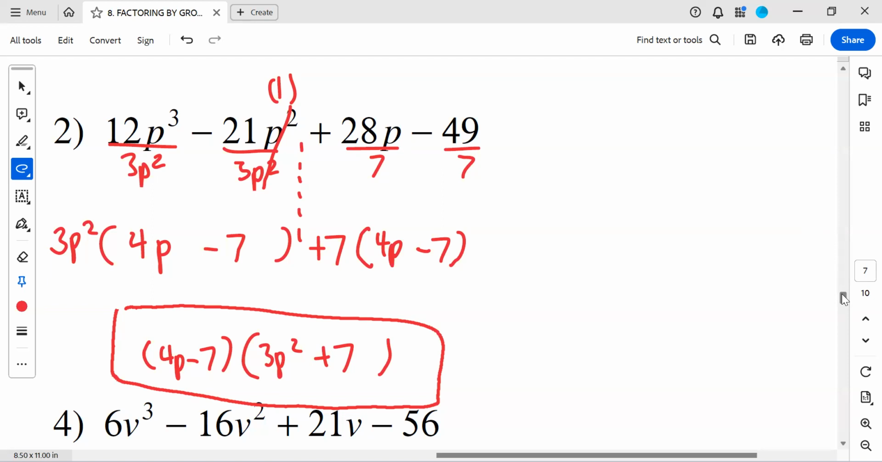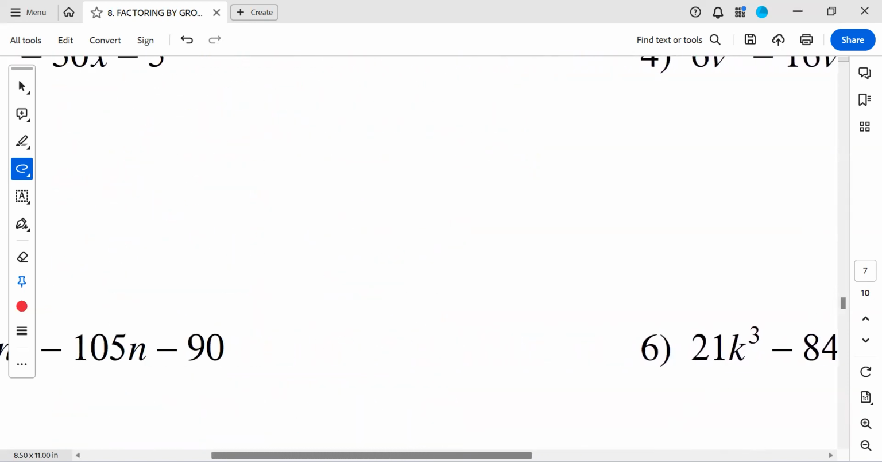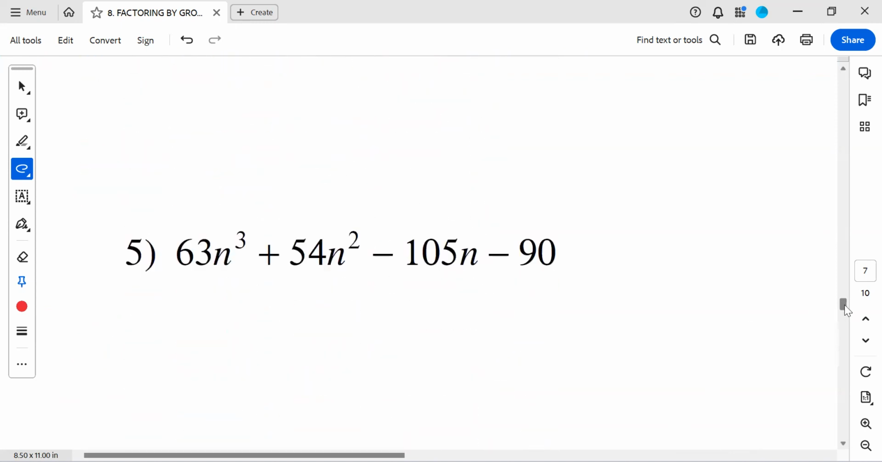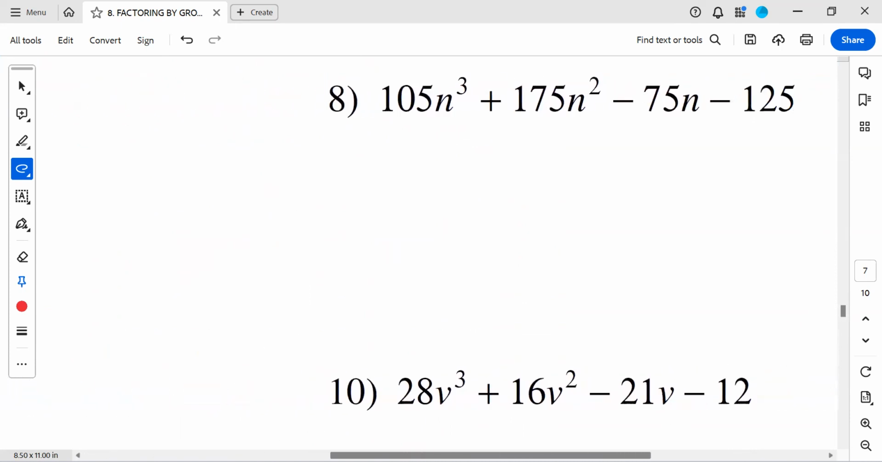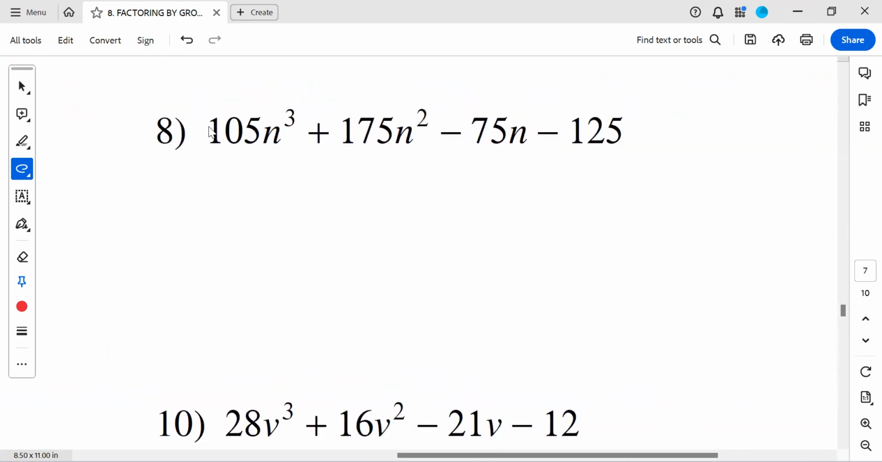Let's try another one. Let's push down. I want to try one a little bit more difficult for this last one. Let's do this one, okay? This one here, the numbers seem a little bit bigger. We're going to work through it.